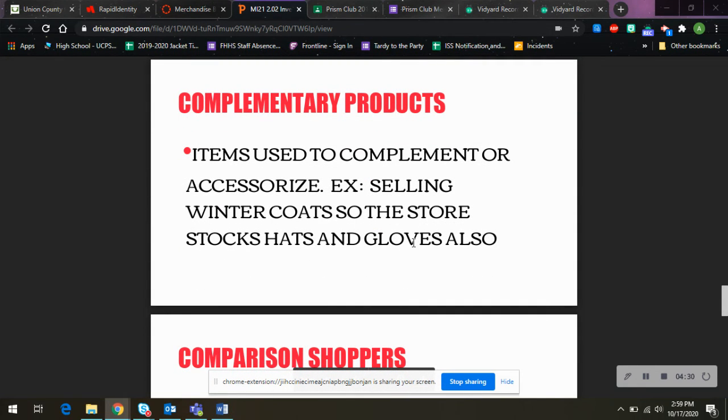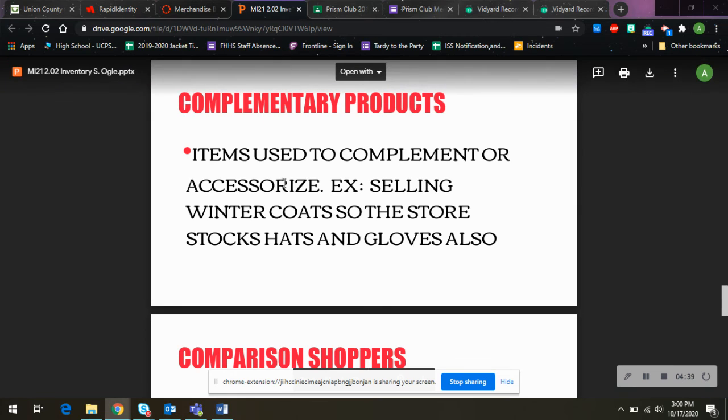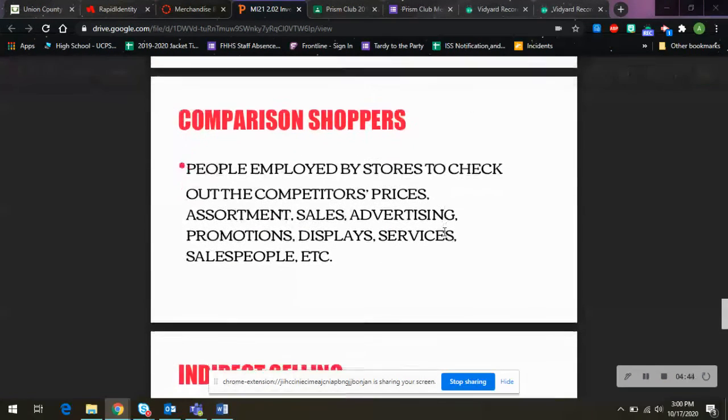So complementary products are items used to complement or accessorize. So when selling winter coats, the store stocks hats and gloves as well. So if they know that winter coats are going to be popular, they're going to have hats and gloves that go along with the winter coat.